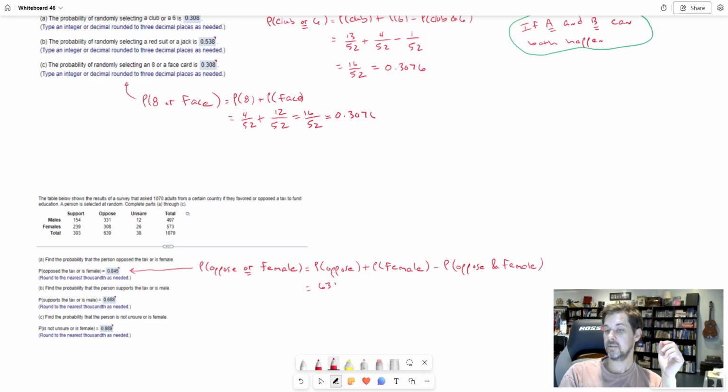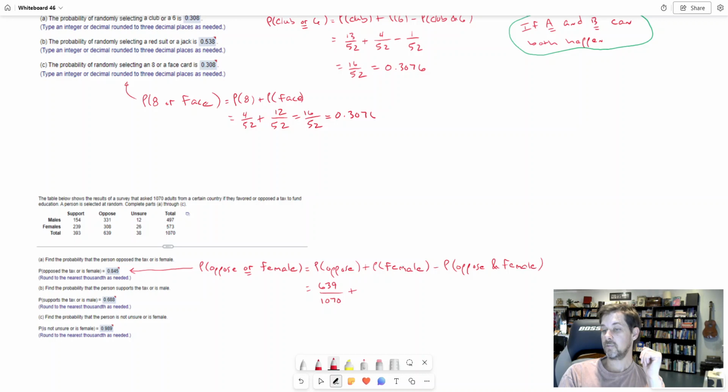So there's 639 people total who oppose the tax. But how many people are there altogether? Well, I'd have to add up those that support, those that oppose, and those that don't know how they feel. That's 1070. So that's the odds of picking somebody totally at random out of this group and that they oppose the tax. Just count up the number that oppose and divide it by the total number of people. That's how you do it.